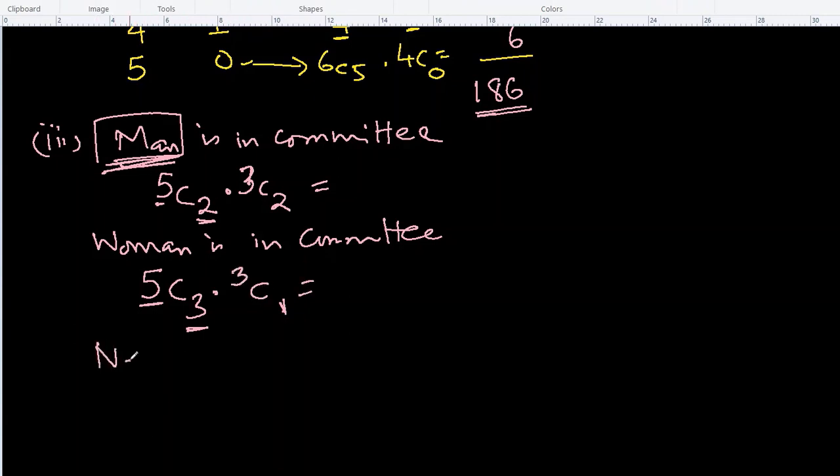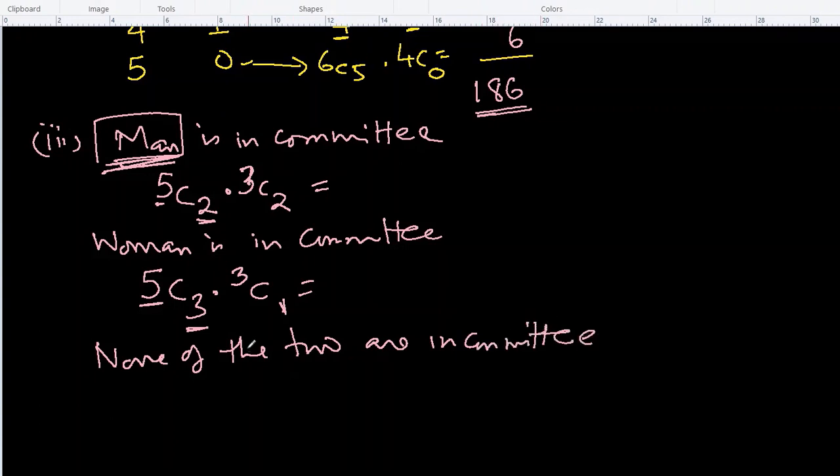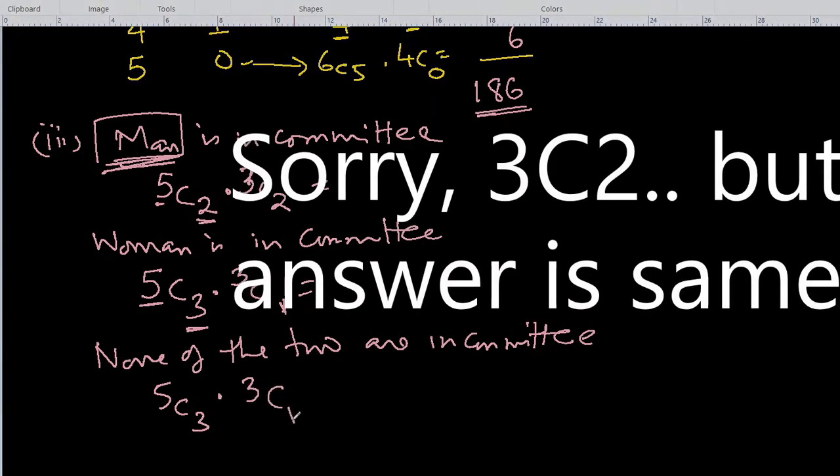And there is a possibility that none of the 2 are in the committee. That is also a possibility, right? There's no chance that the woman has to refuse because the man is not there and she's also not selected. So we can say that the man is not in the committee, which means all 3 men are from the other 5 people. And the woman is also not in the committee, which means it has been from the other 3 women.